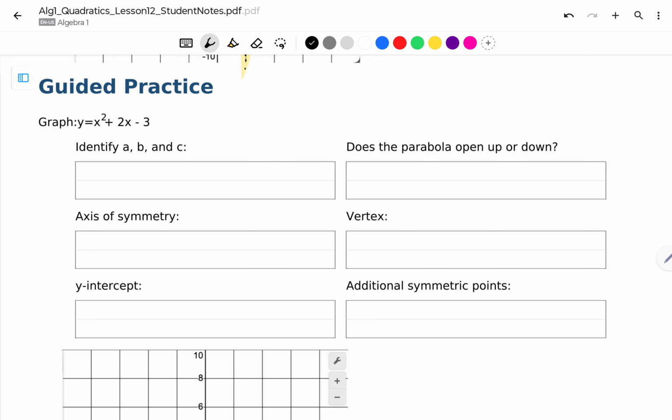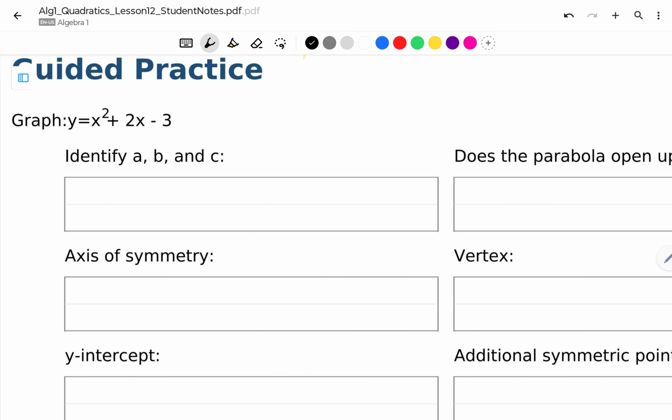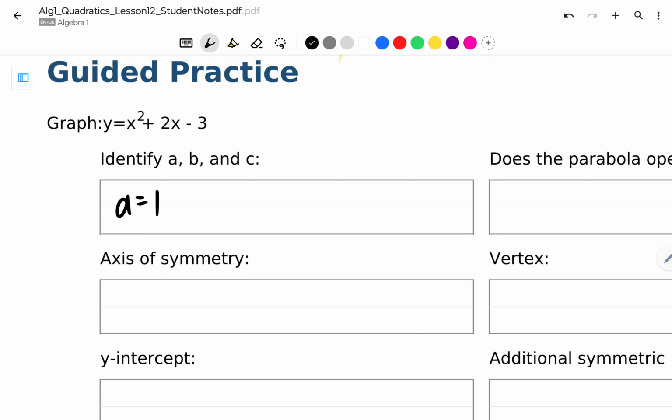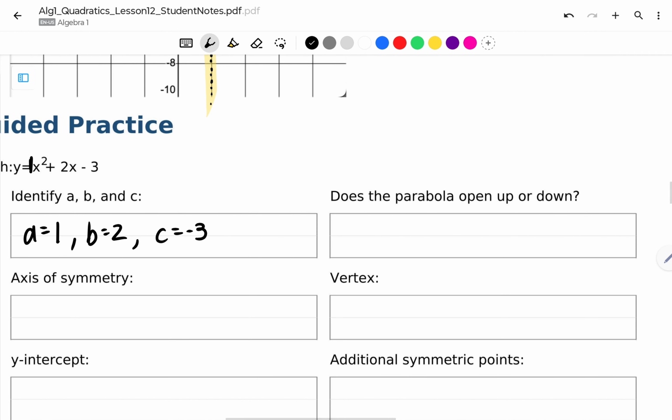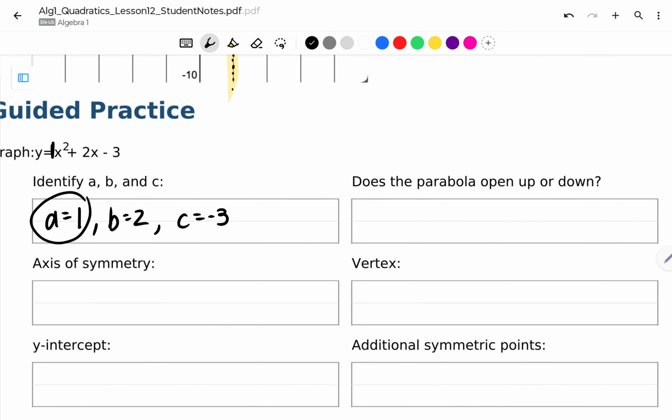All right. So same thing. A, B, and C. Which one's my A? Which one's my B? Which one's my C? A is 1 again. Again, there's this invisible 1 there. B is 2. C is negative 3. Does my parabola open up or down? My A is positive, so it's going to open up.